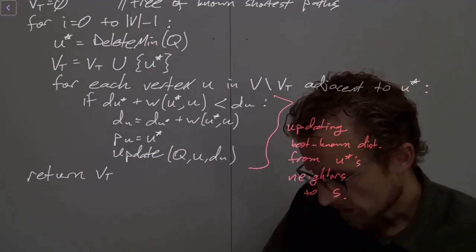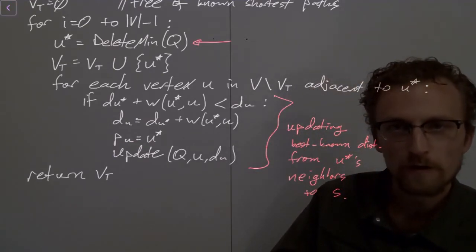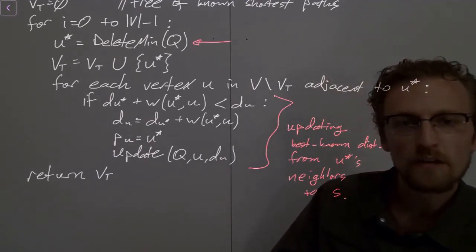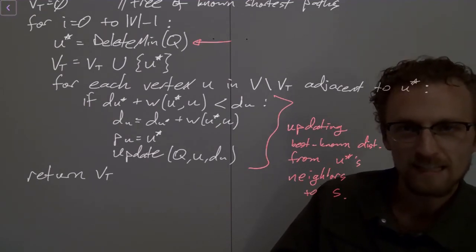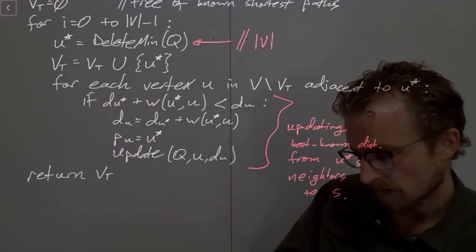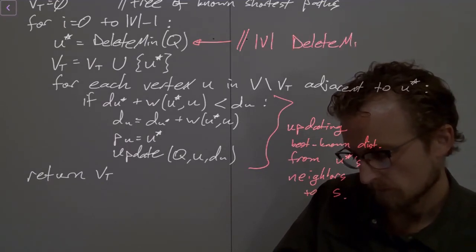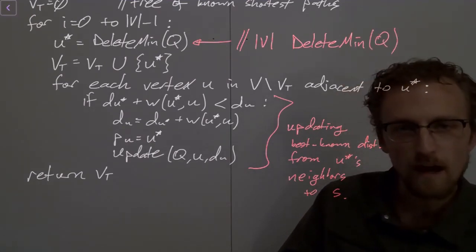Let's take a look at this. The only place the delete min operation ever happens is here, and that happens on the inside of a for loop that ticks v times. So there are exactly v delete mins. That happens exactly v times.